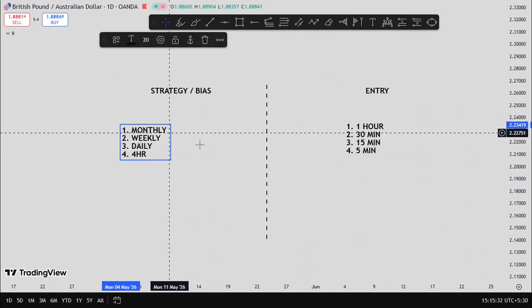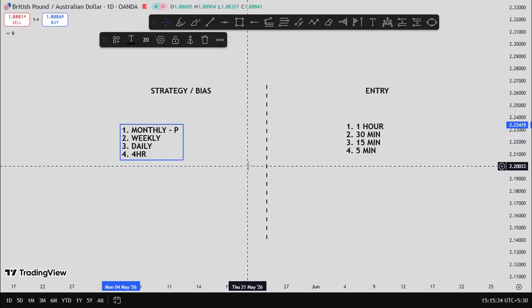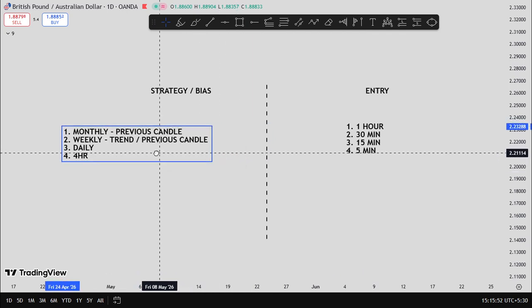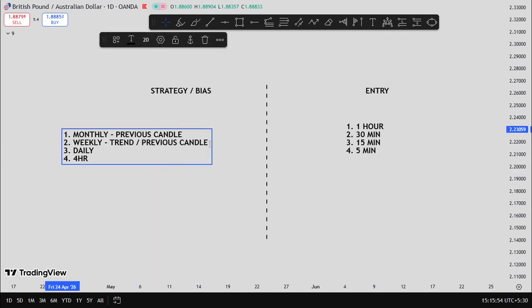Let's break that down first. On monthly, we would see our previous candle. On weekly, we would see trend slash previous candle. Also in weekly, I would like to say that more than trend, emphasize the previous candle. It is more important than trend. Trend slash previous 3 to 4 candles.